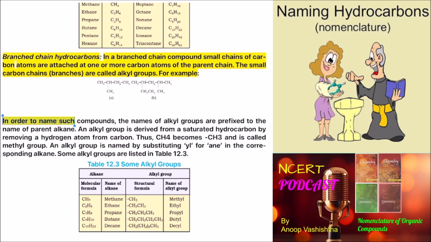In order to name such compounds, the names of alkyl groups are prefixed to the name of the parent alkane. An alkyl group is derived from a saturated hydrocarbon by removing a hydrogen atom from a carbon. Thus, CH4 becomes CH3 and is called the methyl group. An alkyl group is named by substituting "yl" for "ane" in the corresponding alkane. Some alkyl groups are listed in Table 12.3.